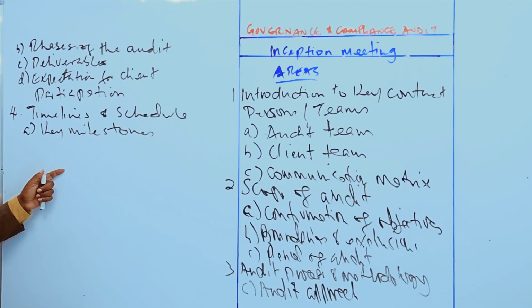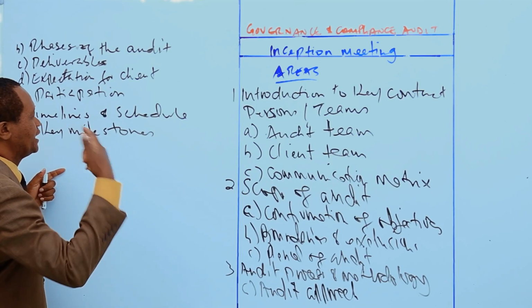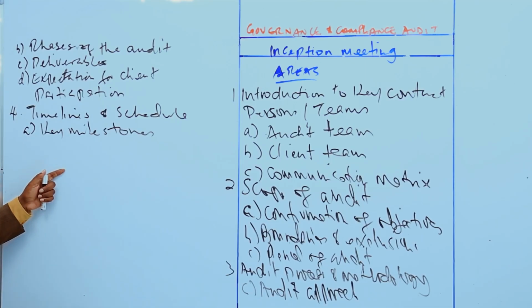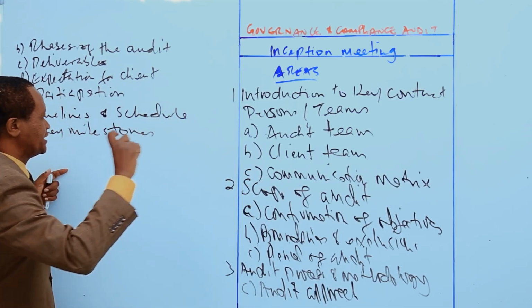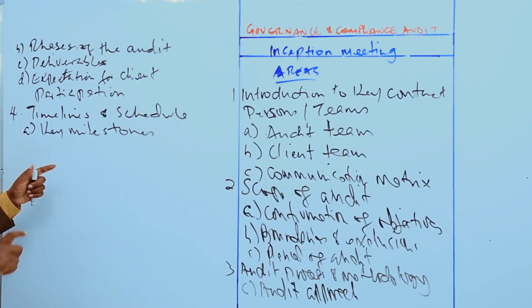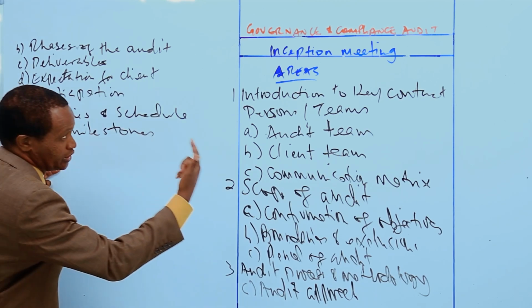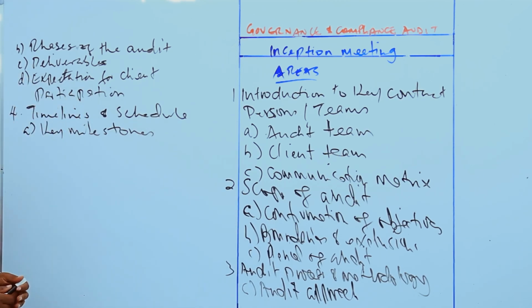The target date for draft report is a key milestone. The final report issuance is a key milestone. So there has to be these milestones that are accompanied with the dates. When is the final report issuance expected? What is the target date for draft report? So those are also very important aspects that should come out during the inception meeting. That is the meeting of the audit team and the client team.